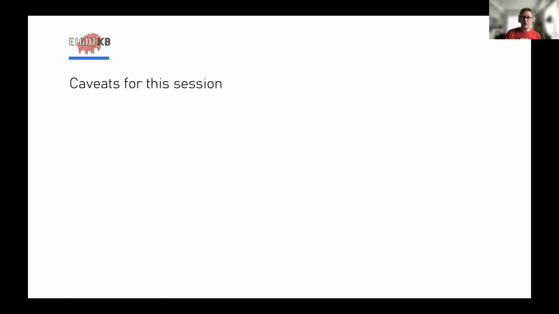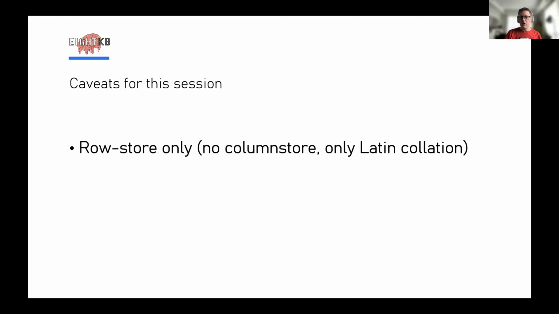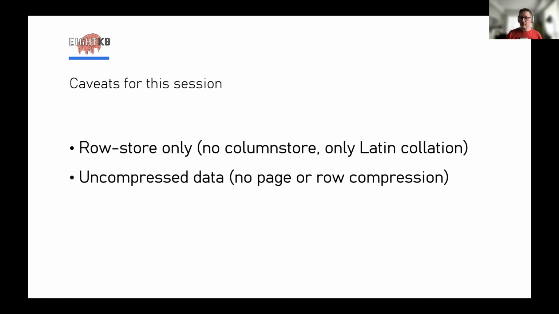The caveats for this session, because I could talk for 3 hours about this and never run out of content: we're only going to be looking at row store data. So I'm not going to be looking at column store. I'm not going to be looking at any collations other than Latin collation. Latin collation means basically words that are represented in ASCII text and usually English. And that's because we don't have time, not because I don't want to talk about it. I've presented on UTF-8 at SQL Bits, so it's not like I don't want to talk about this stuff. I love this stuff. We're not going to look at compressed data, so no page or row compression.